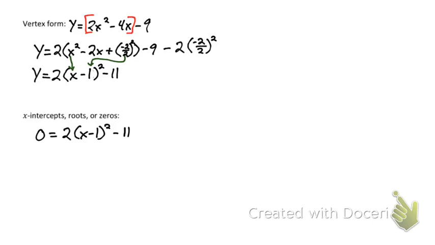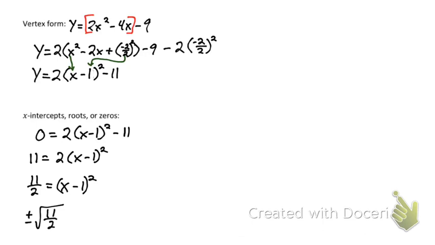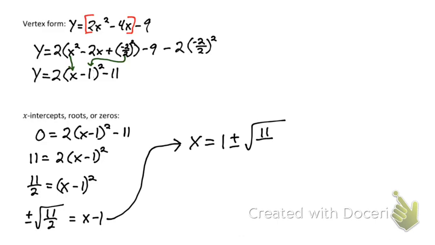All right, now we're going to solve for x. So we're going to add 11 to both sides. Divide both sides by 2. We'd have 11 over 2 equals x minus 1 squared. Take the square root of both sides. We're going to have plus or minus the square root of 11 over 2 equals x minus 1. I'm out of room, so let's finish this up here. I'm going to add 1 to both sides. I'm also going to flip the sides. Don't freak out. We'll have just 1 plus or minus the square root of 11 over 2.